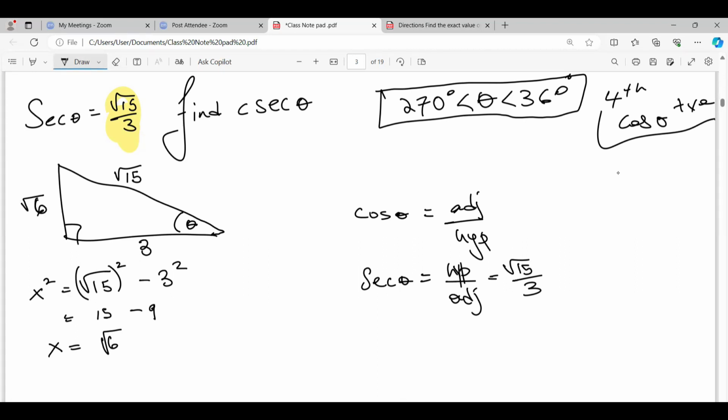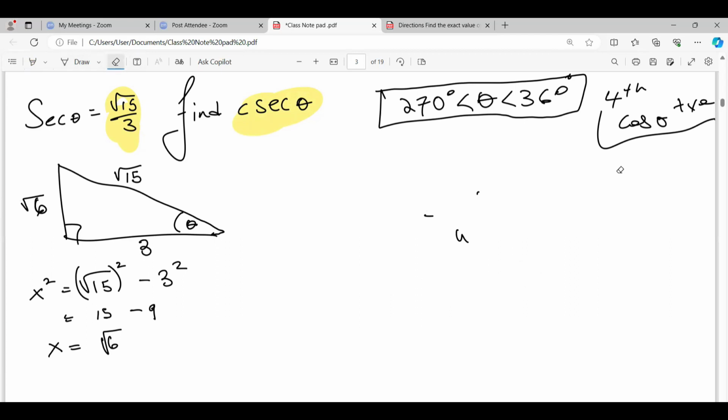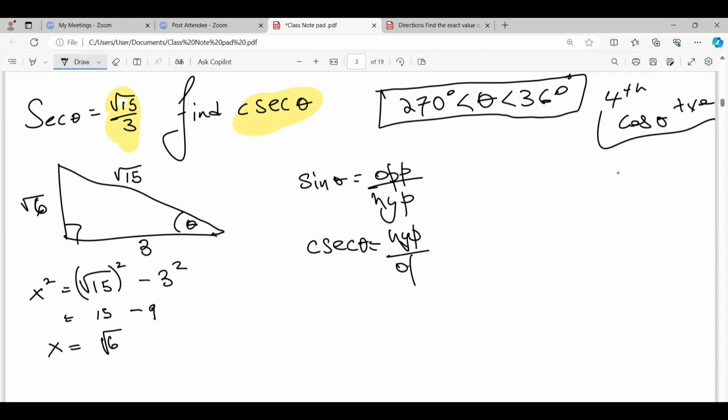Now, having found this, we can respond to the question by finding the cosecant. Cosecant is the inverse of sine, right? So let's take a look at what sine is. Sine of the angle would have been the opposite side over the hypotenuse side. But if I'm going to go cosecant, it simply means I'm going to reciprocate, which is going to be my hypotenuse over the opposite side, right? So that is what I'm looking for now.